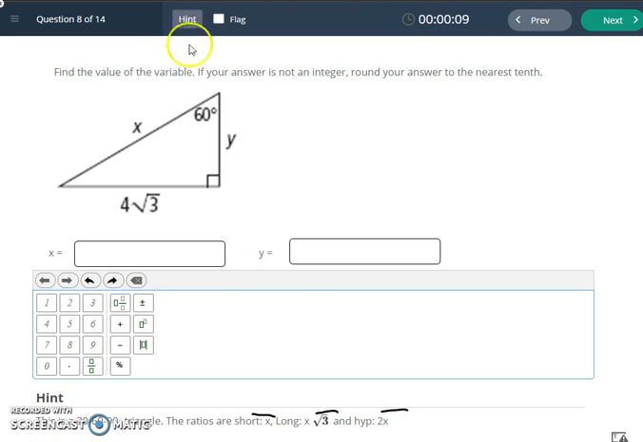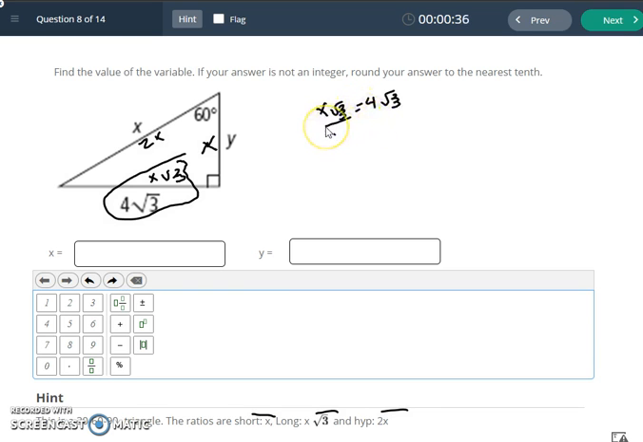All right, our hint for this one again, it is a 30-60 right triangle with x radical 3 and 2x again. And so if I look at my lengths of my sides, this leg is my shorter side, so this is my short. My hypotenuse is 2x, and my longer side is x radical 3. So which one do I know my value for? I know my value down here, so I can set up an equation. x radical 3 is equal to 4 radical 3.